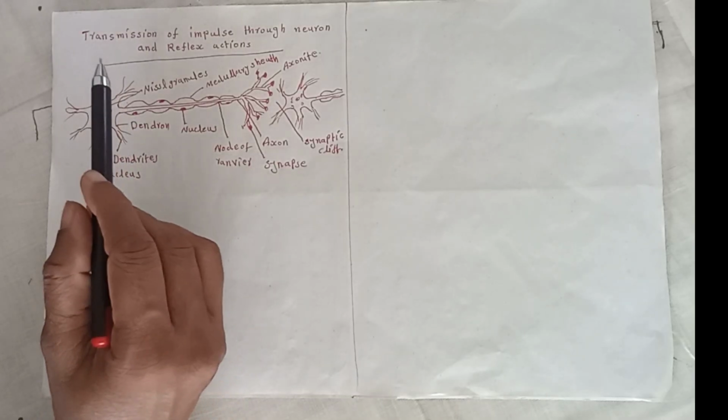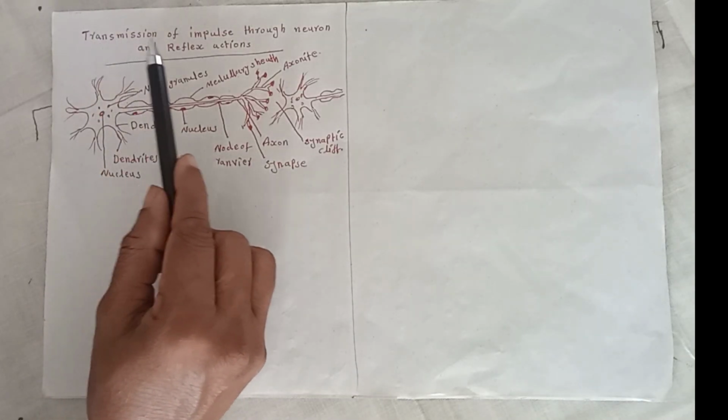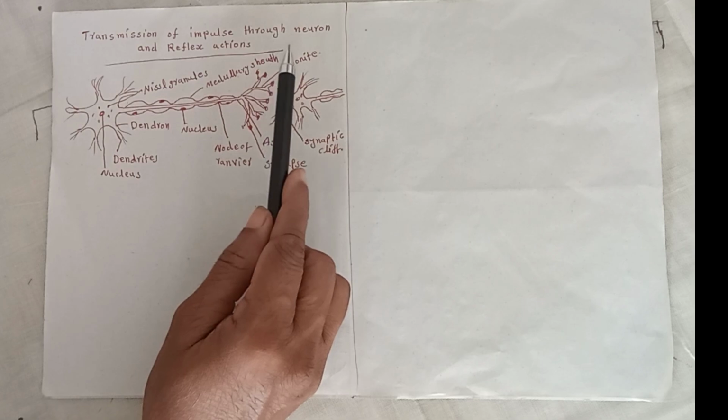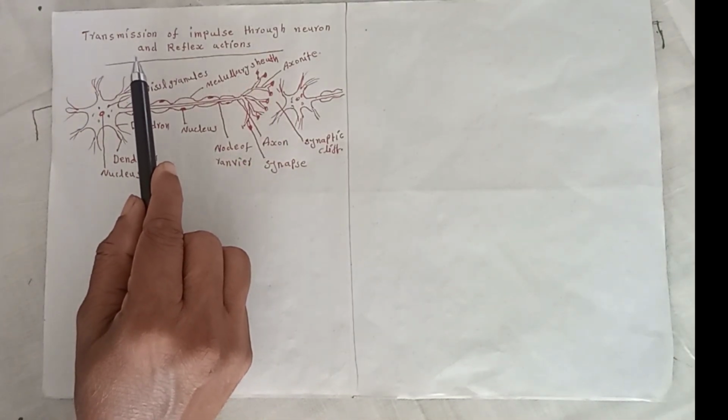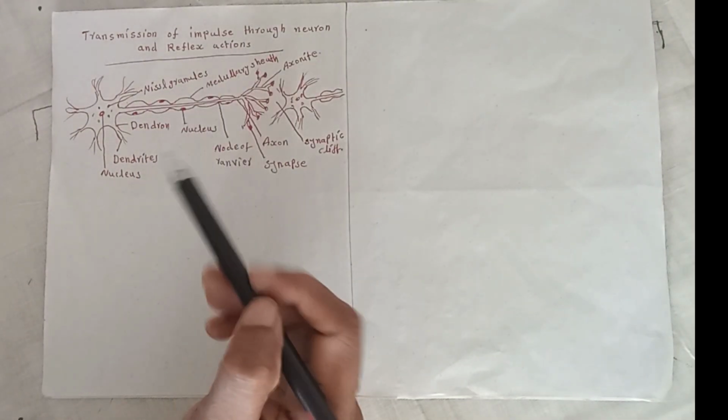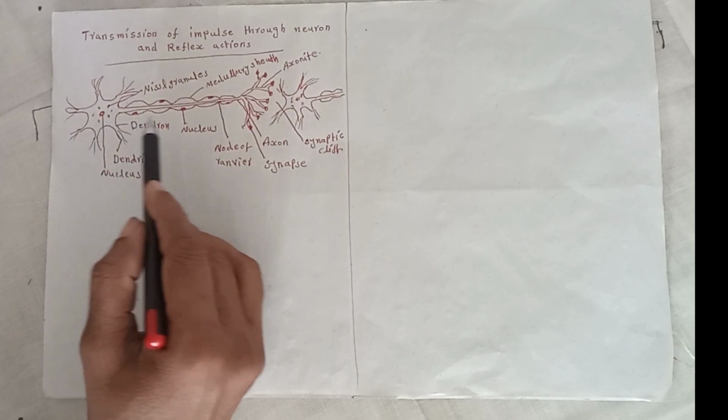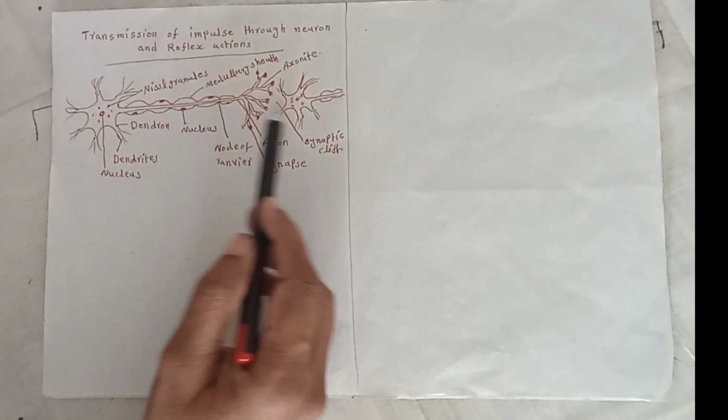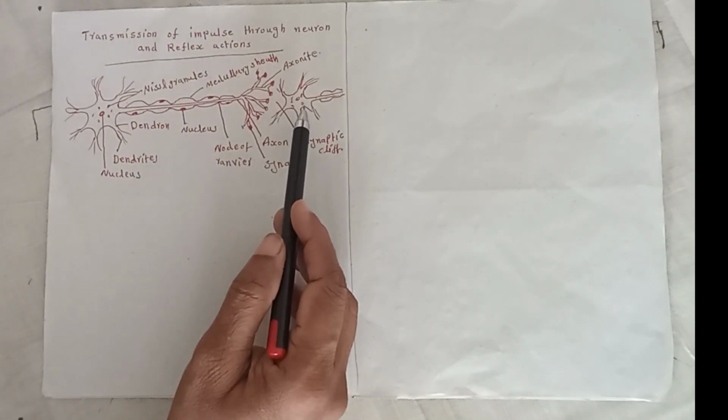Today we discussed the topic transmission of impulses through neuron, that is nerve fiber, and reflex actions. First we draw the picture of a typical neuron. Here we draw two neurons, adjacent neurons.